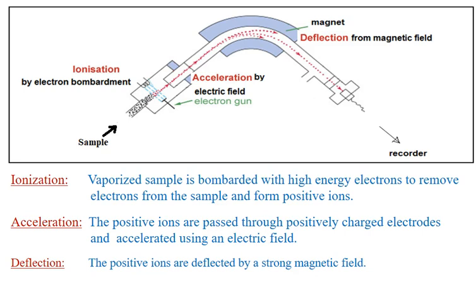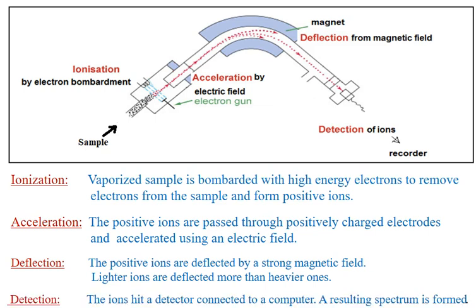And the deflection happens when the ions pass through the magnet, so that lighter ions are deflected more than heavier ones. So the sample is then separated into fragments, and the next thing is detection of the ions. This happens when the ions hit a detector that is connected to a computer, and this results in a spectrum being formed. Are we following so far?